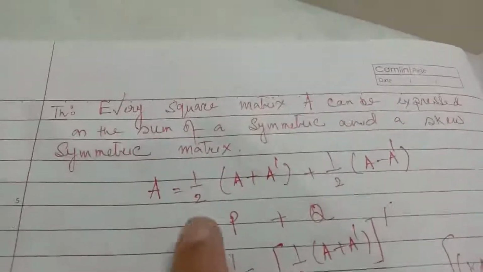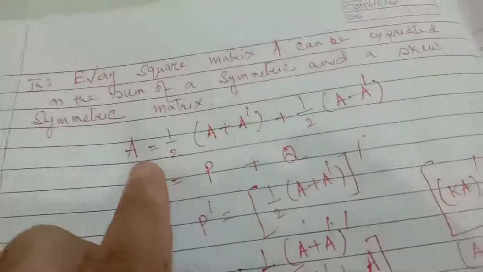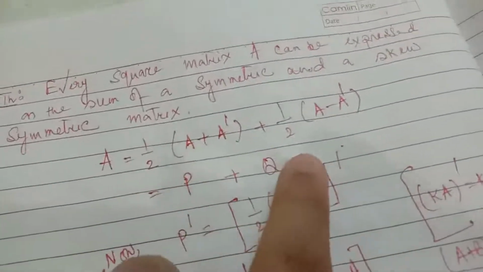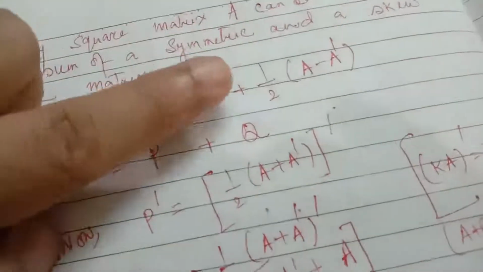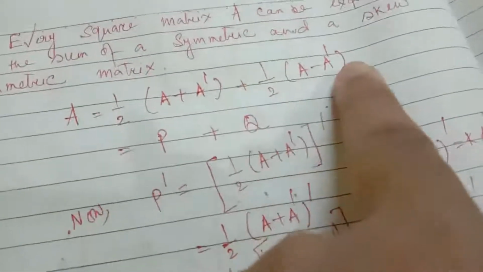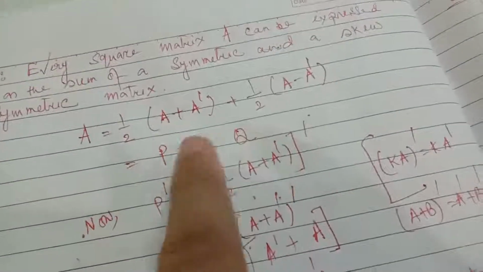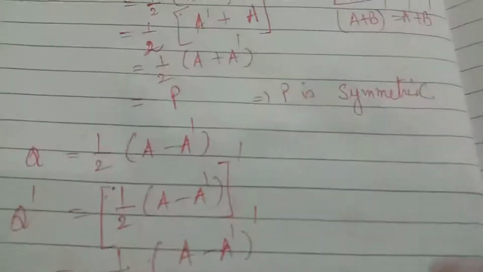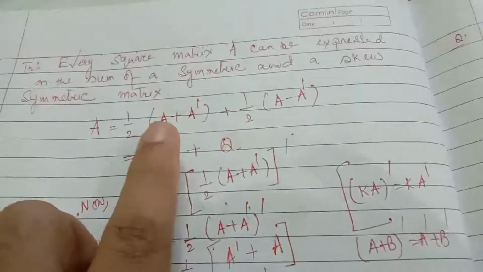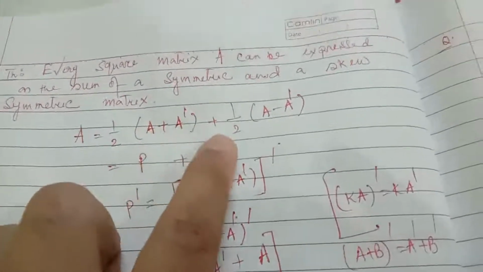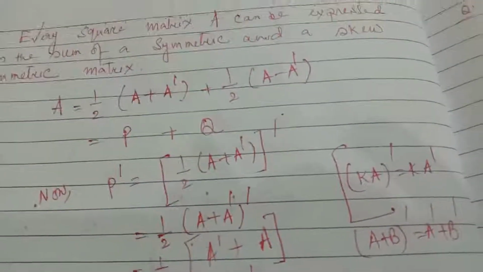So what we have proved, A is any given matrix, we have expressed as sum of two matrices P and Q. This is the matrix A. We have considered this matrix as P and this matrix as Q. A equal to P plus Q, and what we have proved, P is symmetric matrix and Q is skew symmetric matrix. So every matrix A can be expressed as sum of two matrices. One is the symmetric matrix and the other is the skew symmetric matrix.